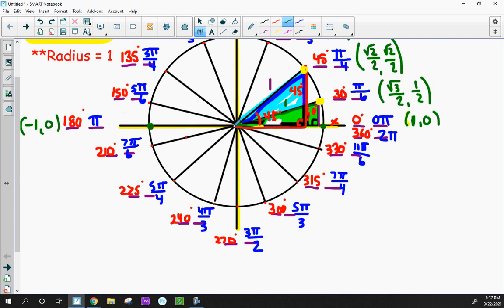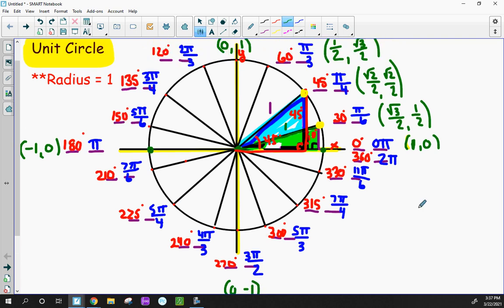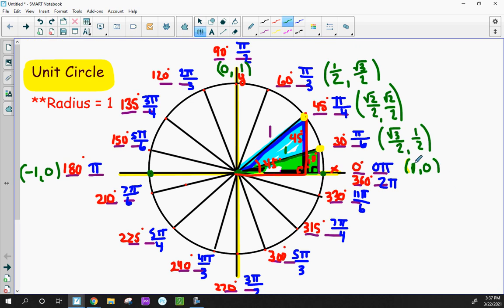The ordered pair for 270 degrees, or 3 pi over 2, can be found by starting at the origin, going straight down 1, so 0, -1. Be careful, don't get those mixed up. That's just basic graphing points.